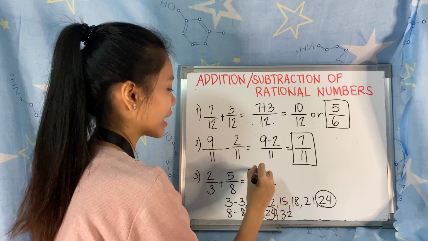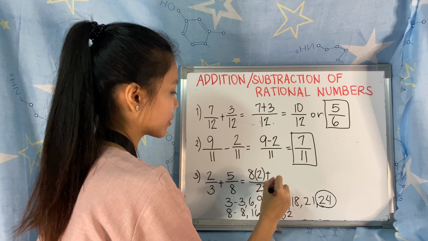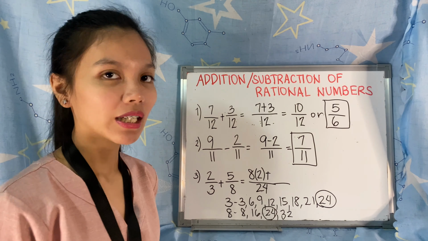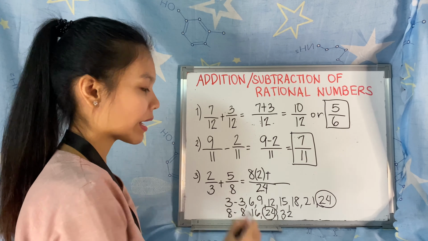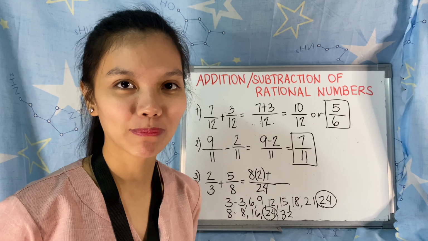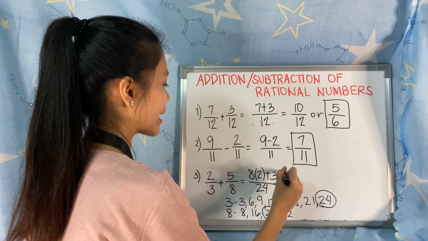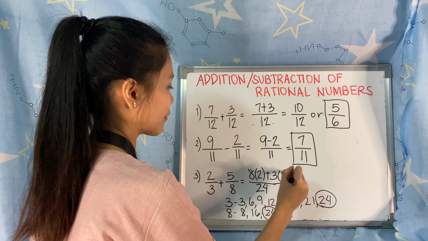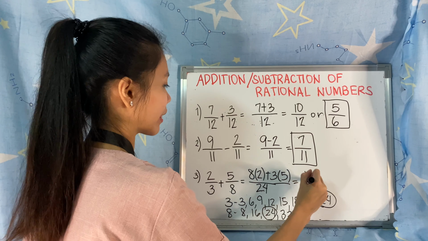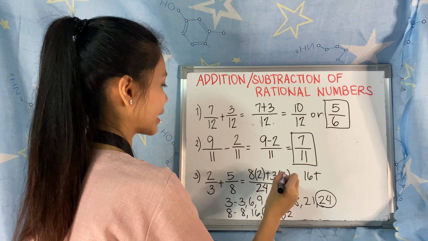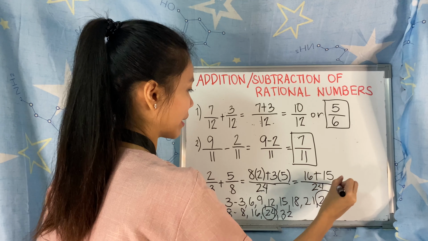Then, multiply it by our numerator, which is 2. So, copy the operation plus or addition, then divide another denominator. LCD divided by denominator. 24 divided by 8, that is 3. Very good. Multiply it by the numerator, which is 5. Let's simplify. 8 times 2, that is 16. 3 times 5, that is 15. Then copy the denominator, which is 24.